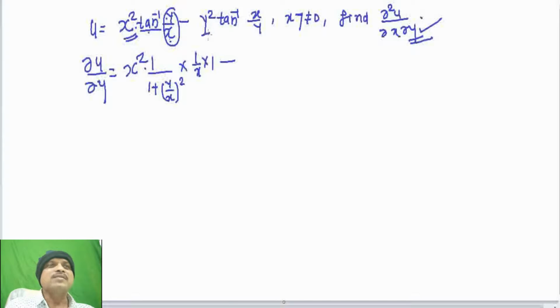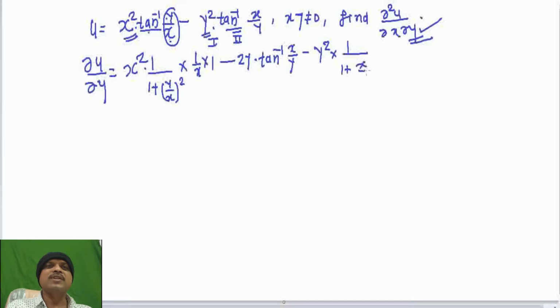Now here y square and this tan inverse both are functions of y, so we apply the product rule. Let us call this the first function and this the second function. First we calculate the derivative of the first function. The derivative of y square with respect to y is 2y, and the second function as it is, we keep this tan inverse x divided by y as it is, into minus the first function as it is, y square, into the derivative of tan inverse as we have calculated in the first term, which is the same: 1 divided by 1 plus x divided by y whole square, into x constant, so I will keep x as it is.